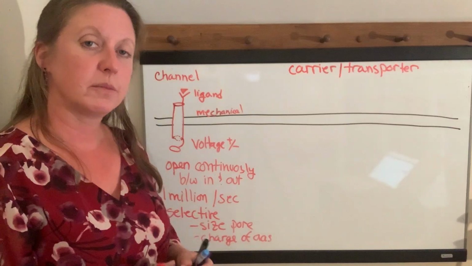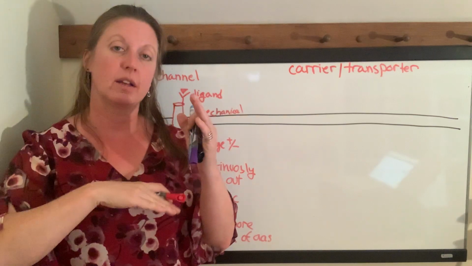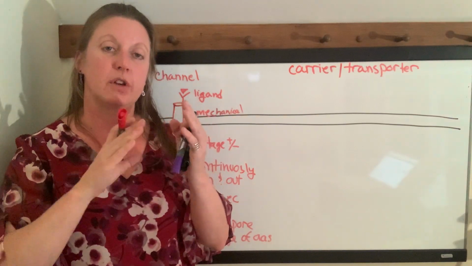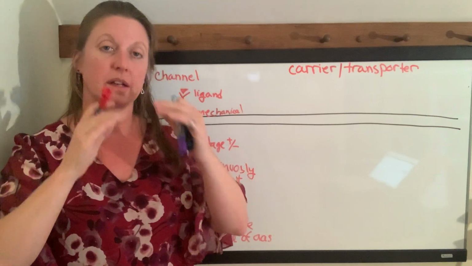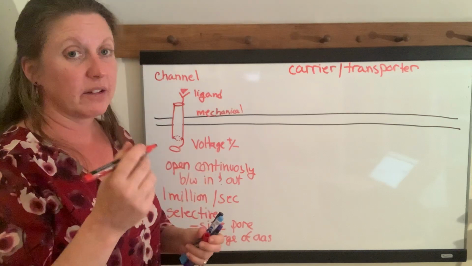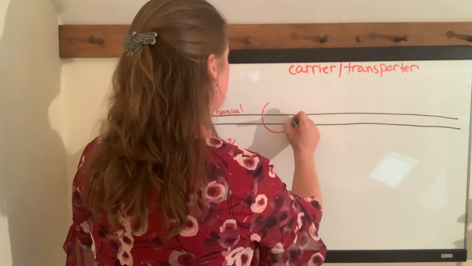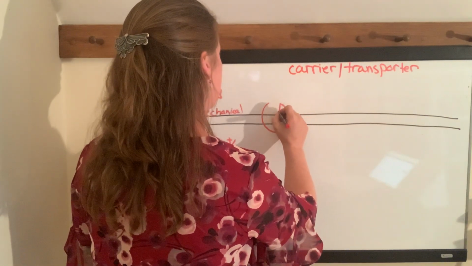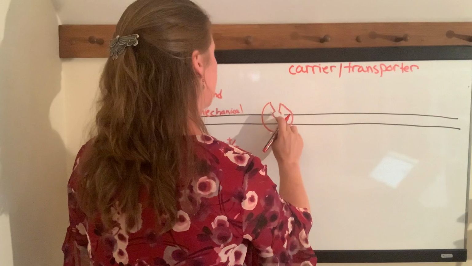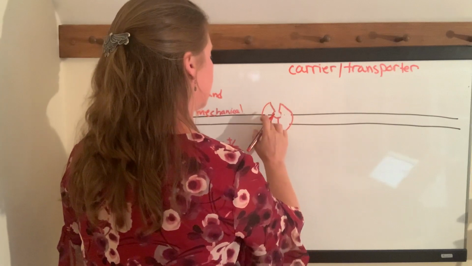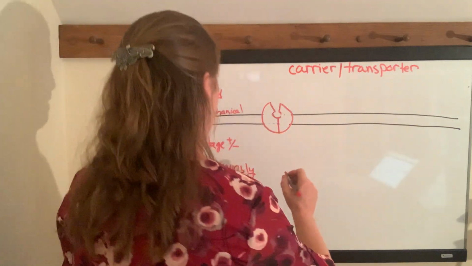Now, these are different from channels because carriers and transporters do not have an opening between the outside and the inside of the cell. The transporters and carriers are only able to have an opening facing either the outside or the inside at any particular moment. And there are lots of ways to draw them, but the simplest is this. Okay, so they sit in the plasma membrane, and carriers are specific.